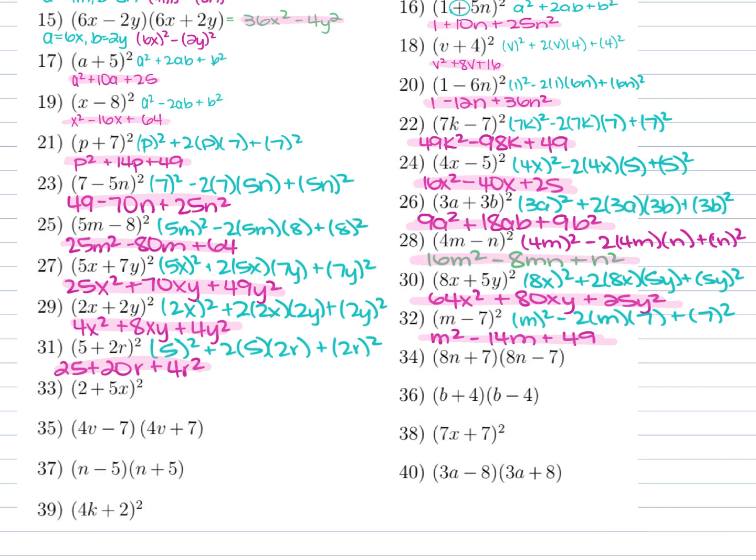For 33, we have 2 plus 5x to the second power. So we're going to do 2 squared plus 2 times 2 times 5x plus 5x to the second power. So this gives us 4 plus 20x plus 25x squared.